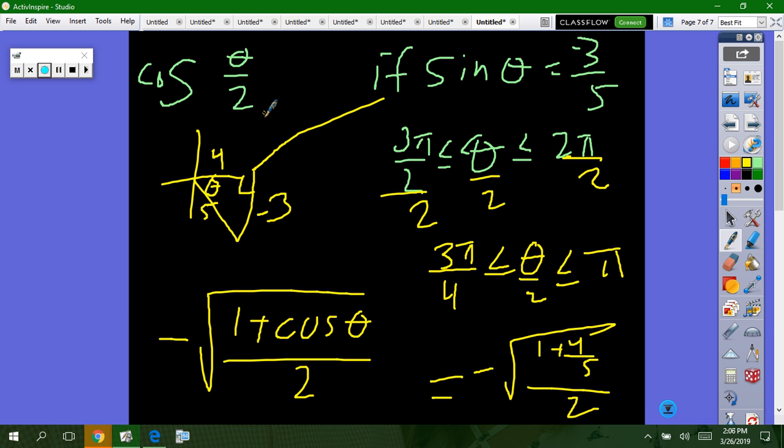The key part there that I'm looking for is, because the rest of it's really plug and chug and just doing the correct statement to keep going, equivalent statements, right? But the hard part there is understanding which quadrant cosine theta over 2 is in. Because it's in quadrant 2, that's why I know it's a negative result, right? Okay, that's the key part.